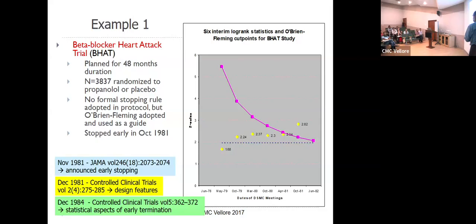And at 2.8, people started saying, wait a second, a Z value of 2.8. Come on, that's very big. Didn't you have that earlier? Didn't you cross 1.96 earlier? Oh, yeah, we crossed it 2 years before, in May of 79. But we were using the O'Brien-Fleming boundary. And so we did not stop the study until we crossed it.